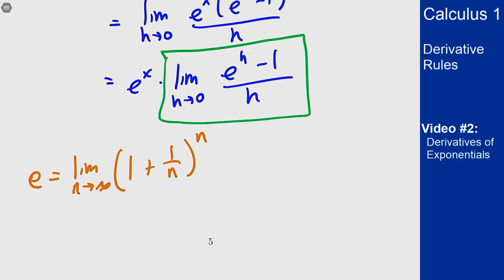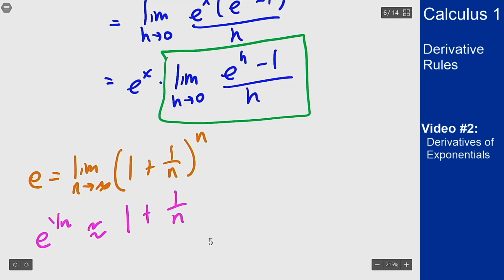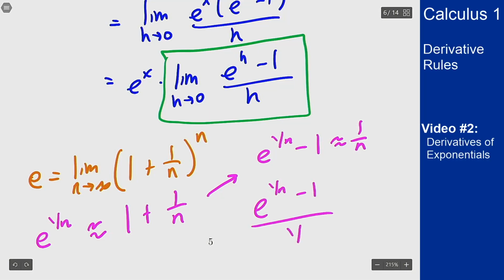Now if we take this definition here for e and do some hand-wavy manipulation, we can get that e to the 1 over n looks something like 1 plus 1 over n, taking the nth root of both sides. I can then subtract 1 from both sides to get that e to the 1 over n minus 1 is about like 1 over n. So then e to the 1 over n minus 1, over 1 over n, looks like the number 1.